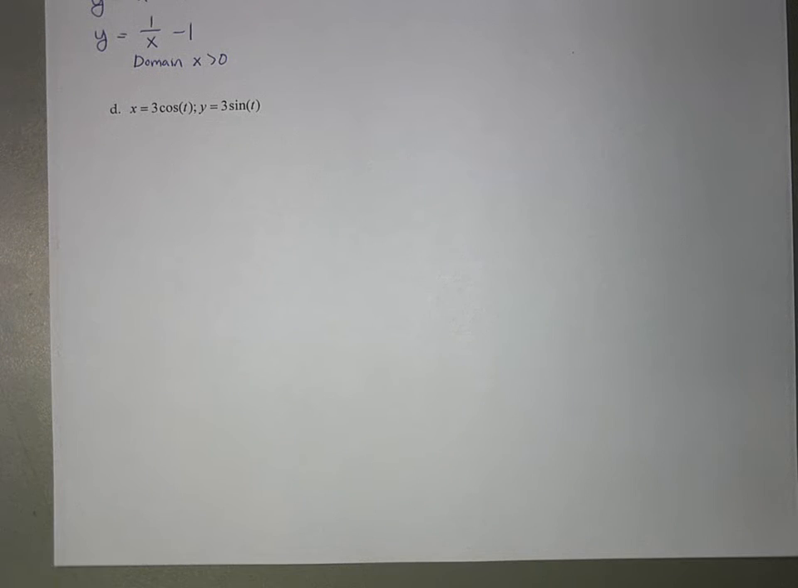The last example is when we deal with trig functions. X equals 3 cosine of t, y equals 3 sine of t. And what will this graph look like? Well, let's start by doing domain and range.